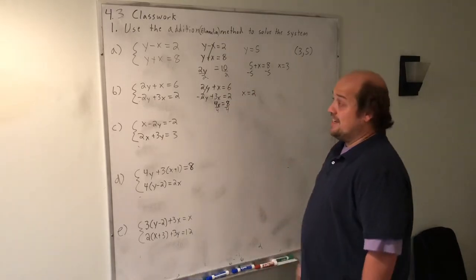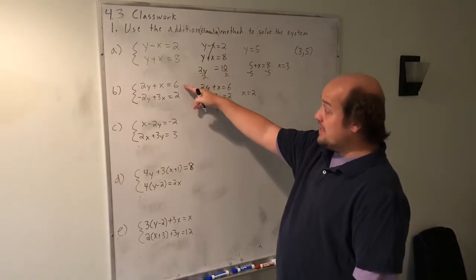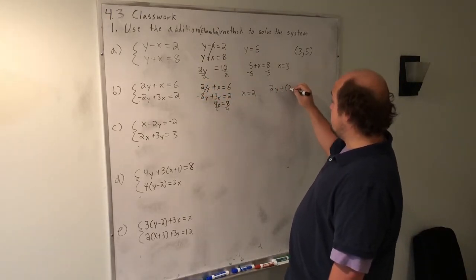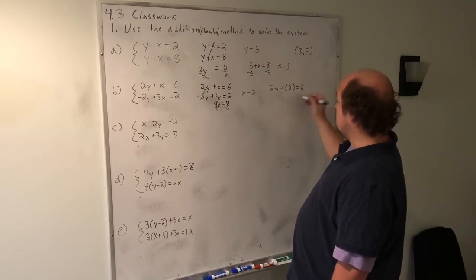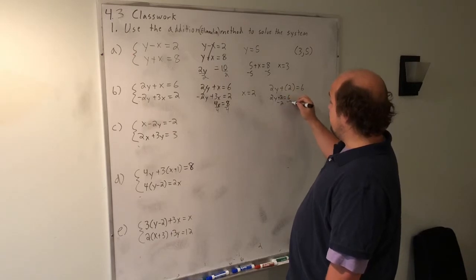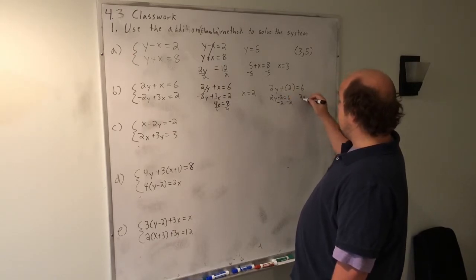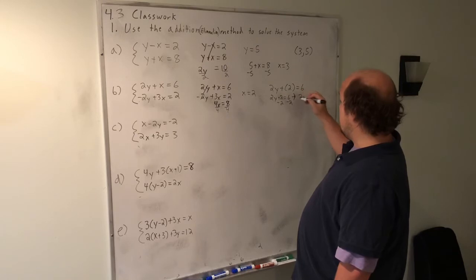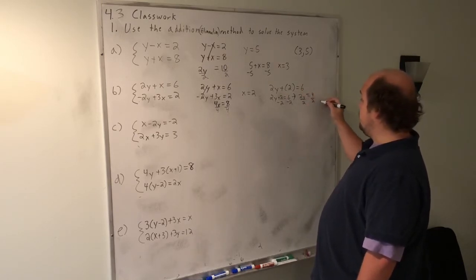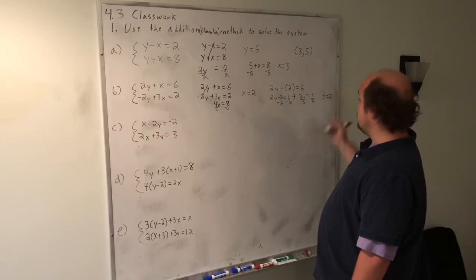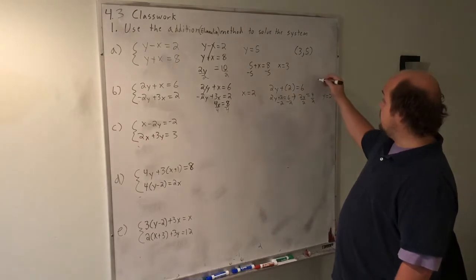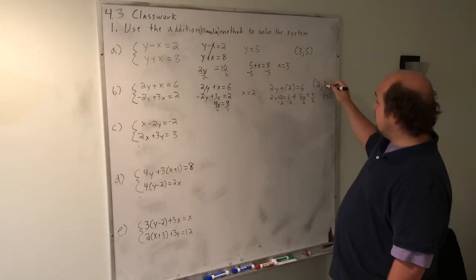I could plug it into either equation. I'm going to plug it into this one. So it tells me that 2y plus 2 equals 6. If 2y plus 2 equals 6, then I can subtract 2 from each side and get 2y equals 4. Dividing each side by 2, that would give me y equals 2. So I have x equals 2, y equals 2 as my ordered pair, which I would write as 2, 2.